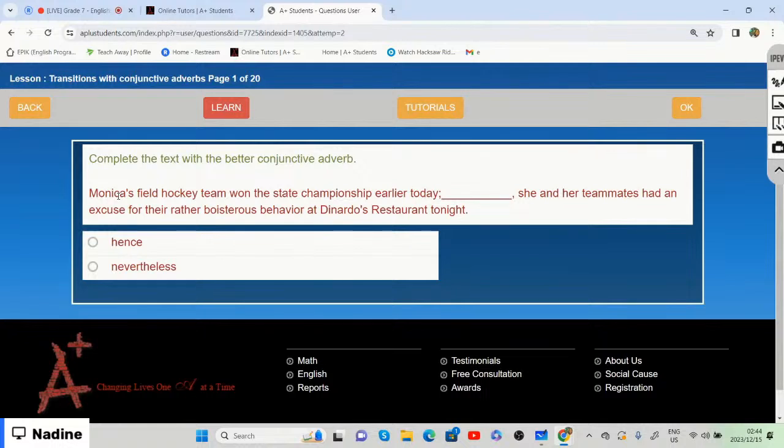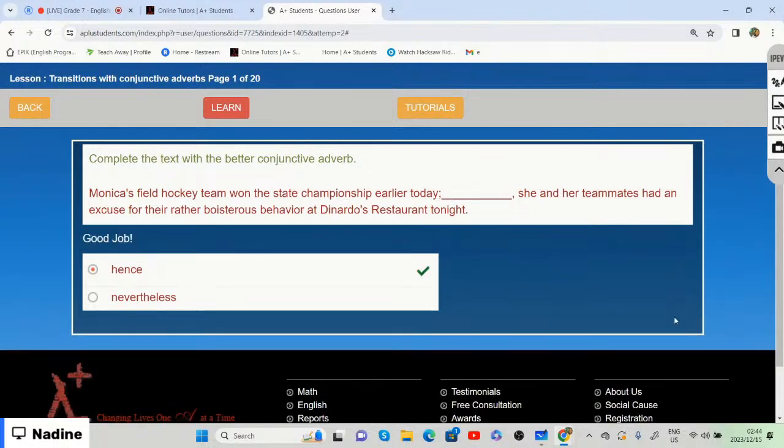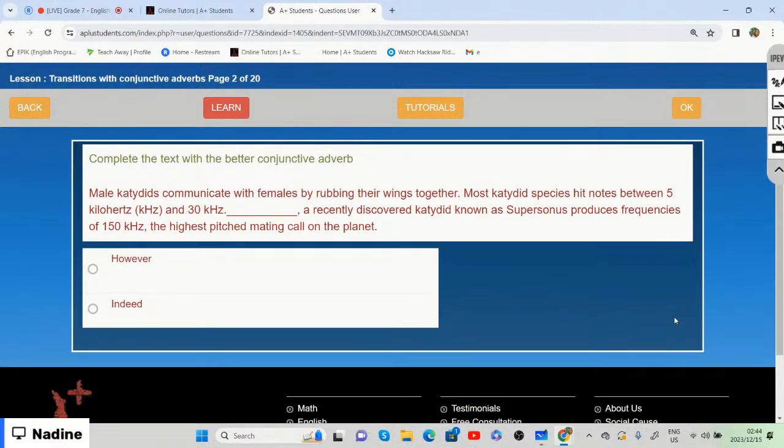And this is our conjunctive adverbs, and we're using hence to show the conjunctive adverb.